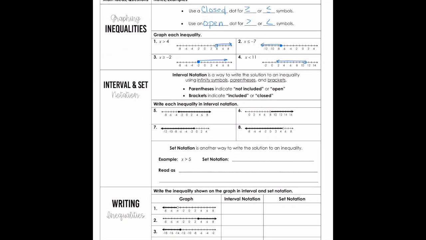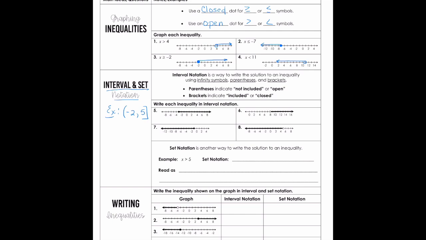Okay, you may not be as familiar with interval and set notation. For some of you, this may be pretty new. Interval notation and set notation is where you describe the interval or the set of numbers. Interval notation has two numbers, and these are the two numbers on either end of your number line.